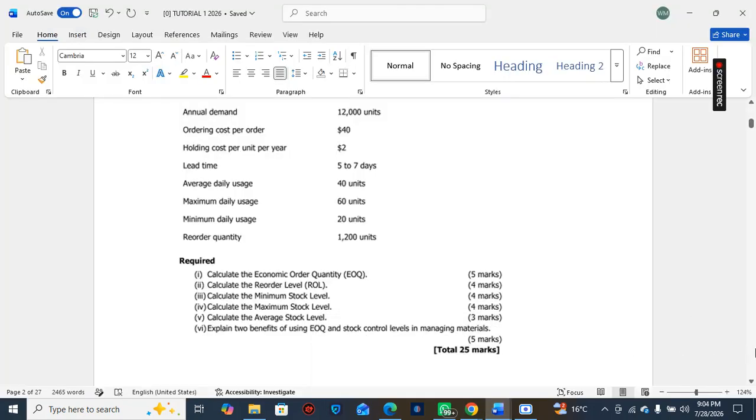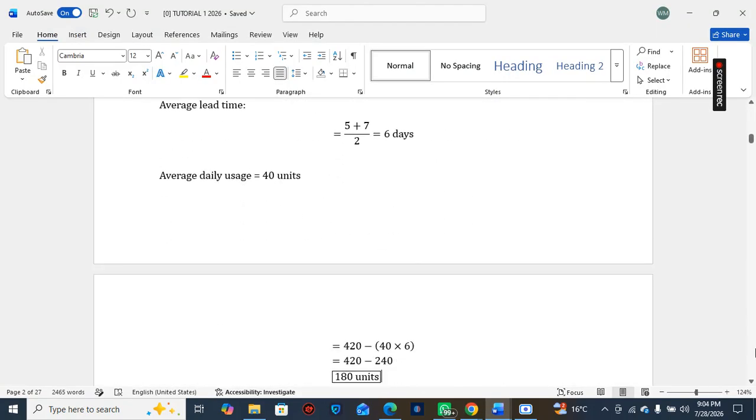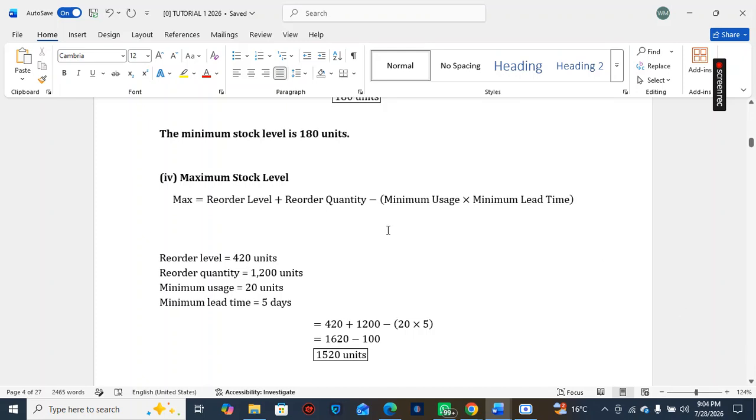So, maximum level: reorder level plus reorder quantity minus minimum usage multiplied by minimum lead time. Madam Sylvia, remember when you asked why we are using minimum here? Do you remember that day?